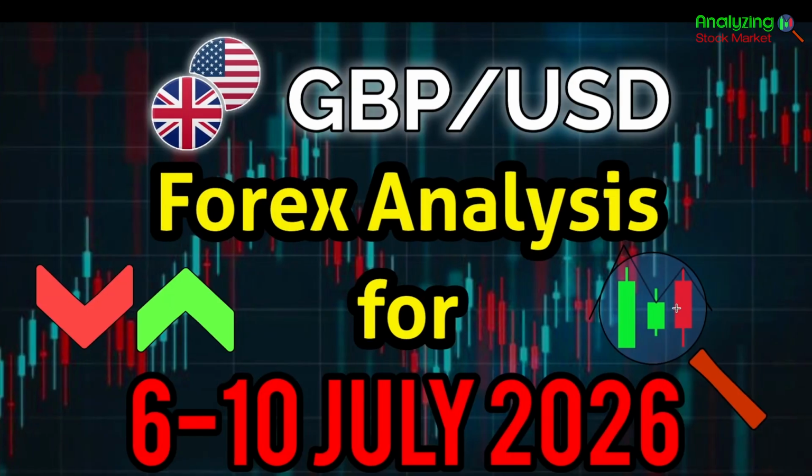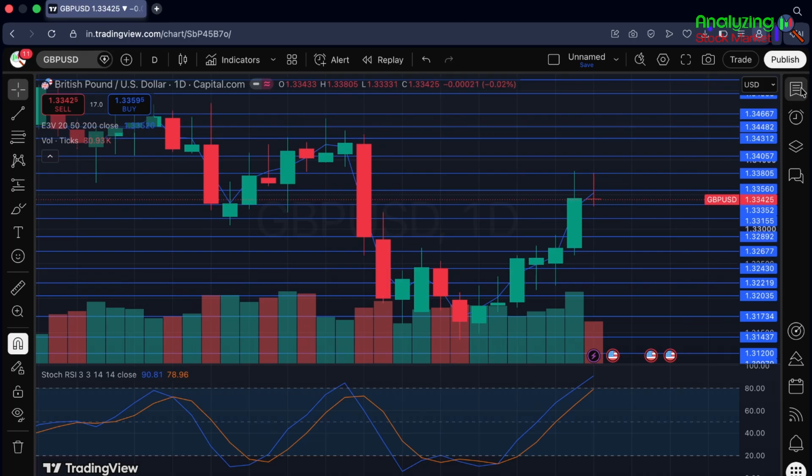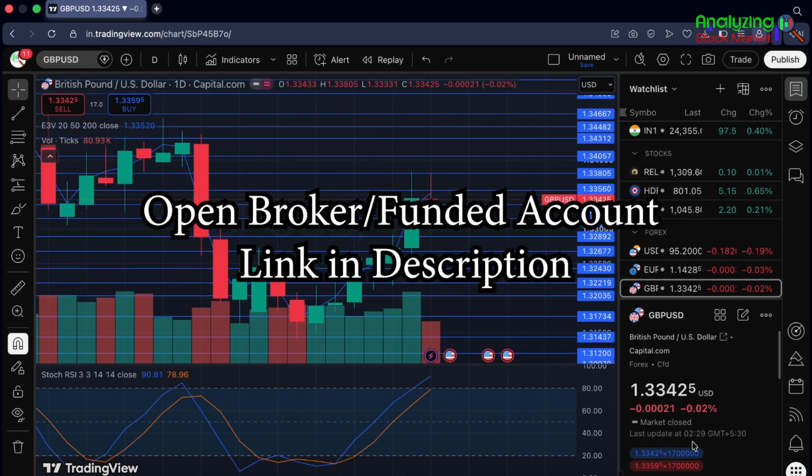So today I'll be talking about the GBP USD pair and we'll do the Forex analysis for 6th to 10th July 2026. So let's go straight to our chart. First, let's see what happened in GBP USD on Friday. As you can see over here, a 0.02% negative move, and 1.33425 was the closing on Friday.